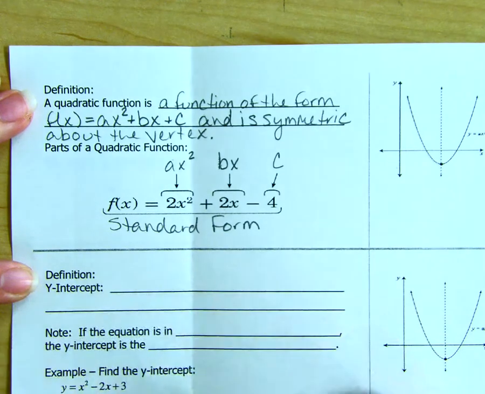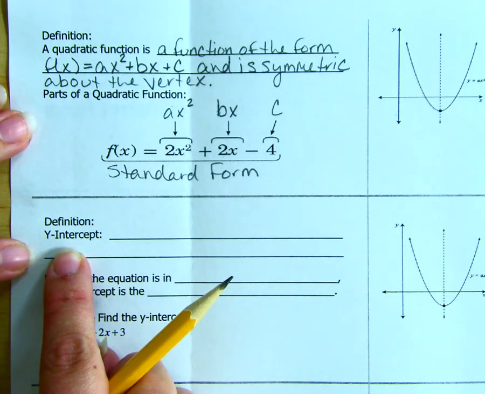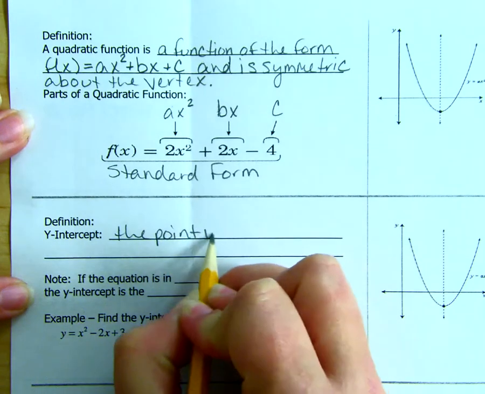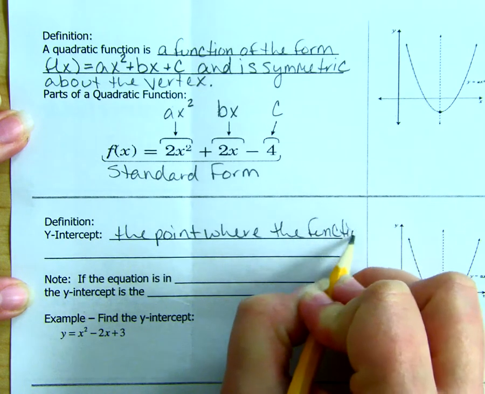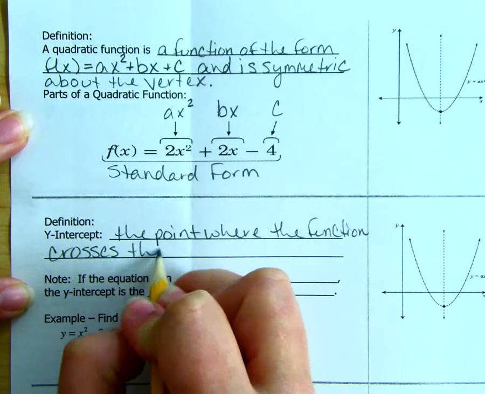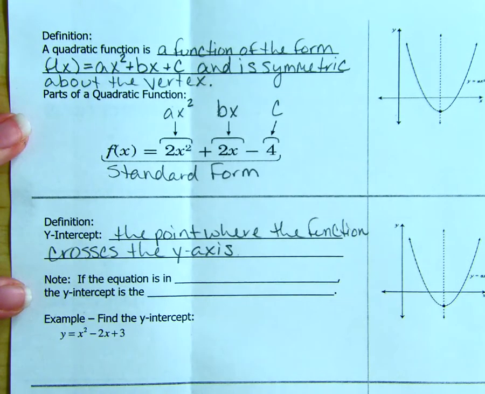Then we're going to move down to this box here. And it asks you for the definition of the y-intercept. Most of you can already determine what the y-intercept is. The y-intercept is the point where the function crosses the y-axis. And this is the same for linear functions, quadratic functions, exponential functions, absolute value functions, any of those. Wherever it crosses the y-axis, we call it the y-intercept.